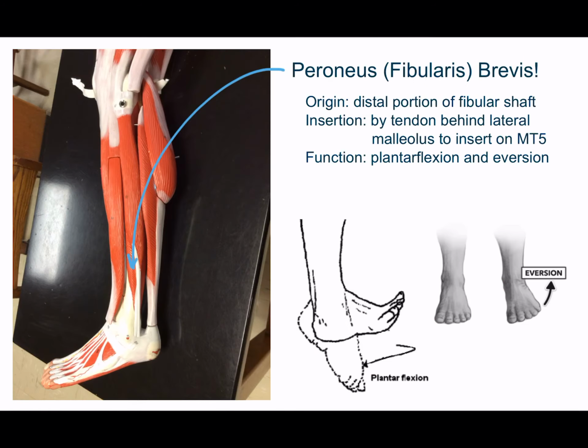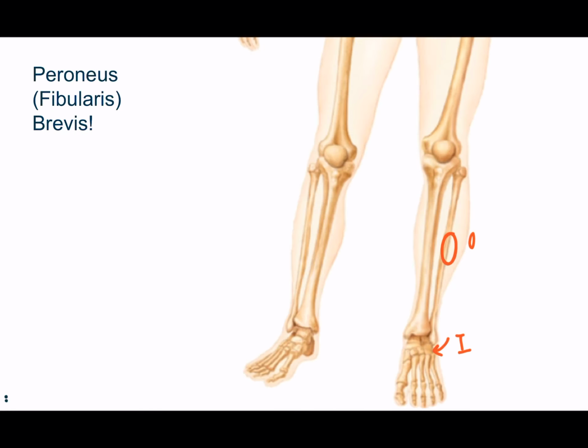And what's next? The peroneus brevis is short. It's actually at the end of the longus, right there-ish. Its origin is the distal portion of the fibular shaft, and it's going to insert by tendon behind the lateral malleolus to insert on metatarsal 5. Its function is to plantar flex and evert. I feel like I should say metatarsal 5 is the little toe. I don't know how much explanation you need, but this lateral compartment is going to do the opposite of your anterior compartment. So you see how it's a little bit smaller.